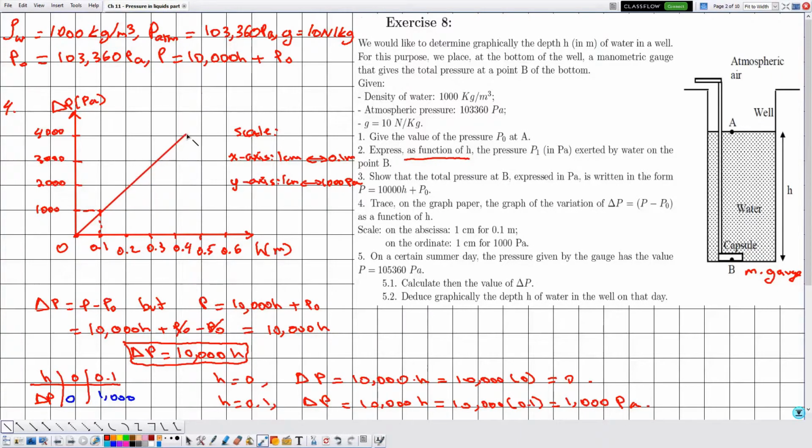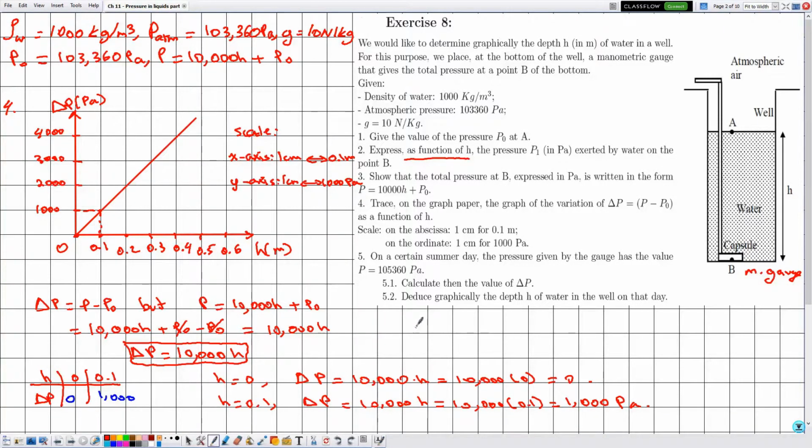So in this case, we can notice that the shape of the curve is a straight line passing through the origin. And here we don't forget finally that there is a title. And the title is given by the variation of delta P as function of H.